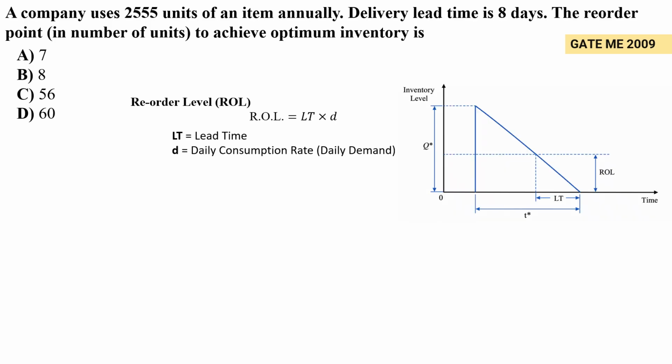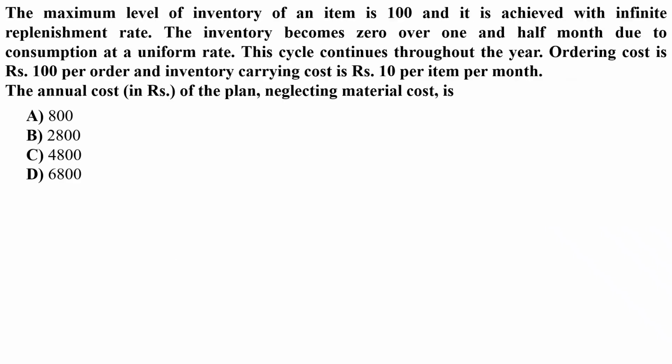So we know that the reorder level is equal to the lead time into small d, where small d is the daily consumption rate. Then reorder level equals lead time 8 into small d, which is 2555 divided by 365, which is equal to 56. So option C is the correct answer.